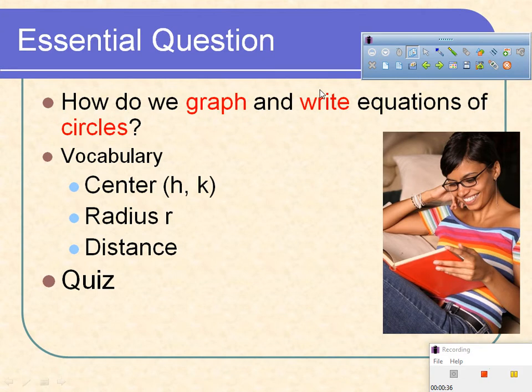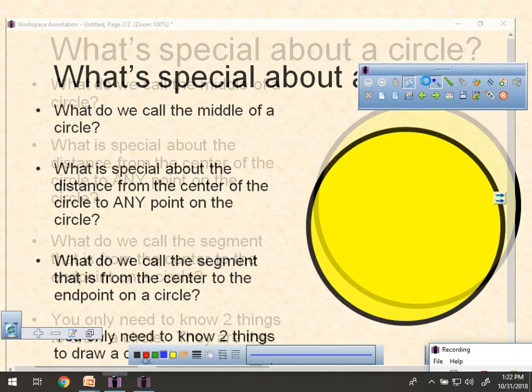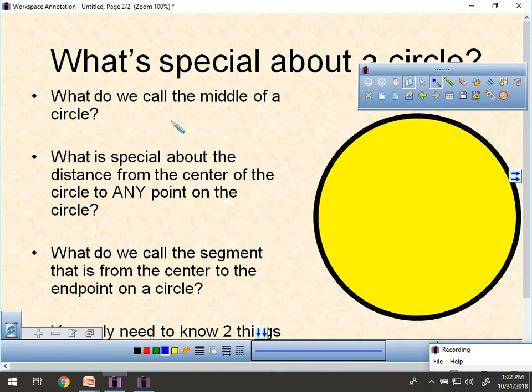So take a look at this slide, and it says, well, what's special about a circle? Well, let's start with this first question, guys. What do we call the middle of a circle? The center. That's right. So the center of that is right here. It's in the middle of that circle.